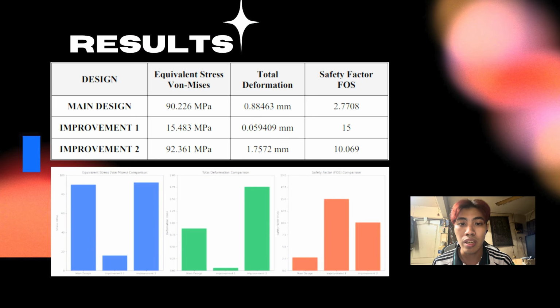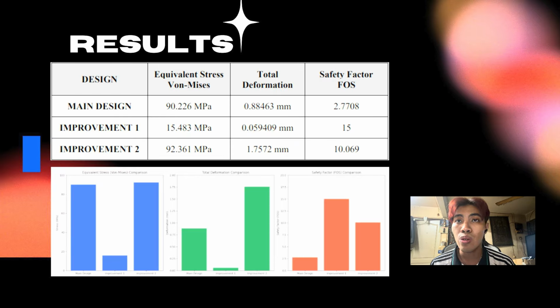So this is the result from our comparison data. For the main design, we got 90.2226 megapascal for stress, 0.88463 mm for the deformation, and 2.0008 for safety factor. For improvement 1, we got 15.483 megapascal for von Mises stress. For the deformation, we got 0.059409 mm for total deformation, and a safety factor of 15.